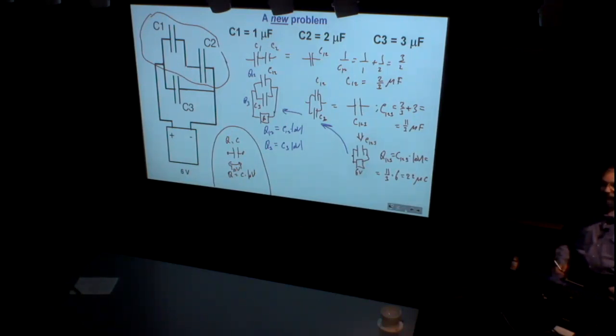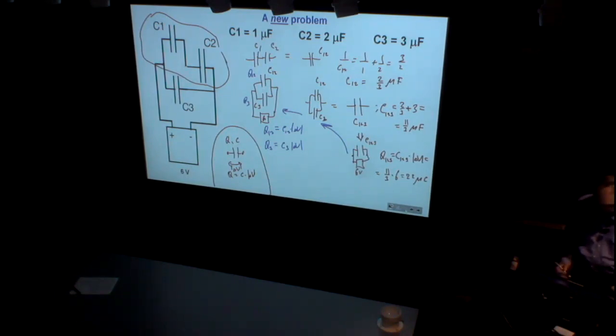Cannot hear you. When you did the 11 over 3 times 6, you don't have to make the volts into microfarads. What do you mean? I just used 6 volts and microfarads. No, I actually kept 6 volts, but 11 micro means 11 times 10 to the negative 6, so it automatically gives micro for coulombs. The same power, you know, I transfer it.